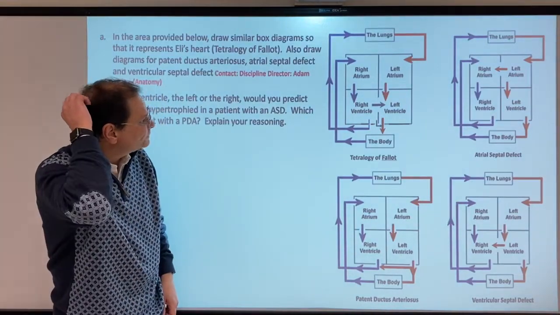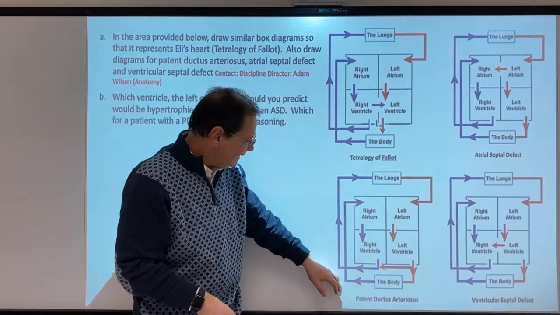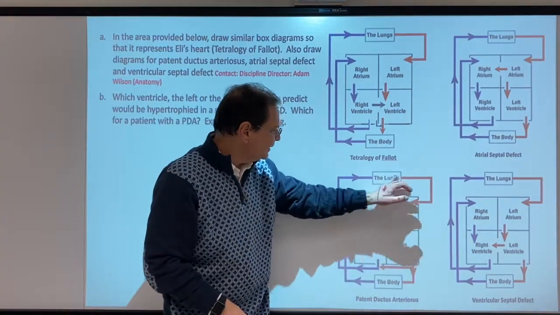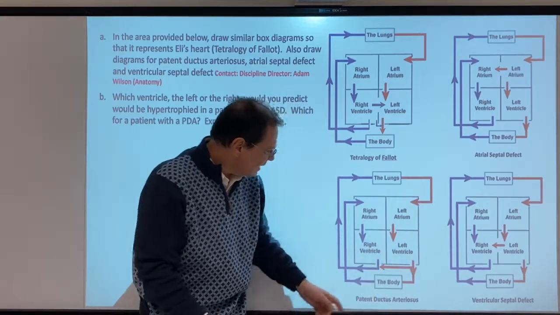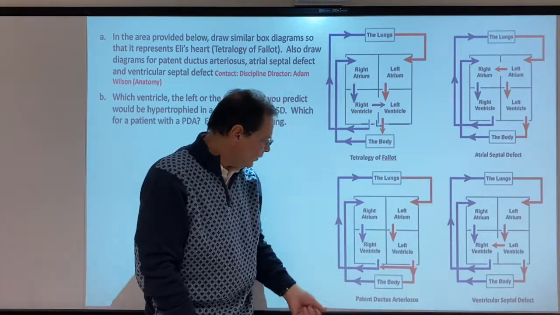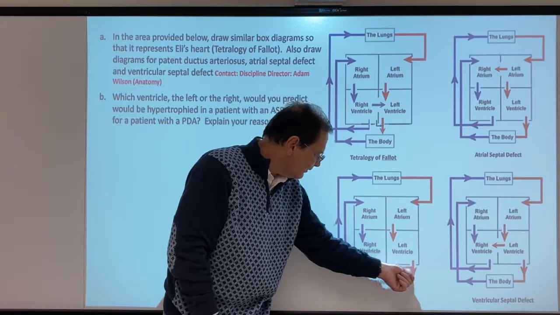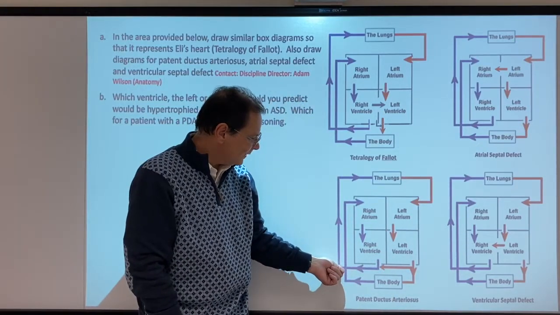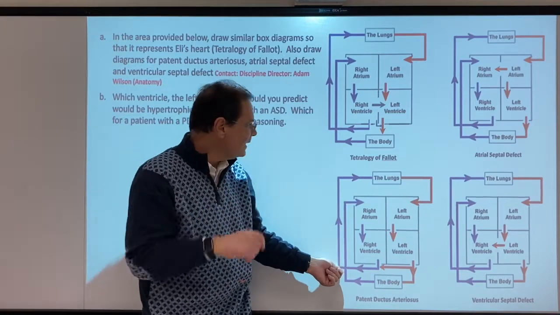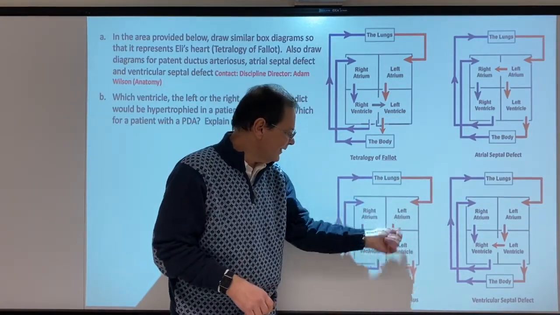So we have that one right here. So now we have our blood coming from the lungs, going to the left atrium, to the left ventricle and out. But now we have our abnormal flow pathway, and that abnormal flow pathway is being added from the aorta into the pulmonary artery. And then the blood is being returned to the left atrium.